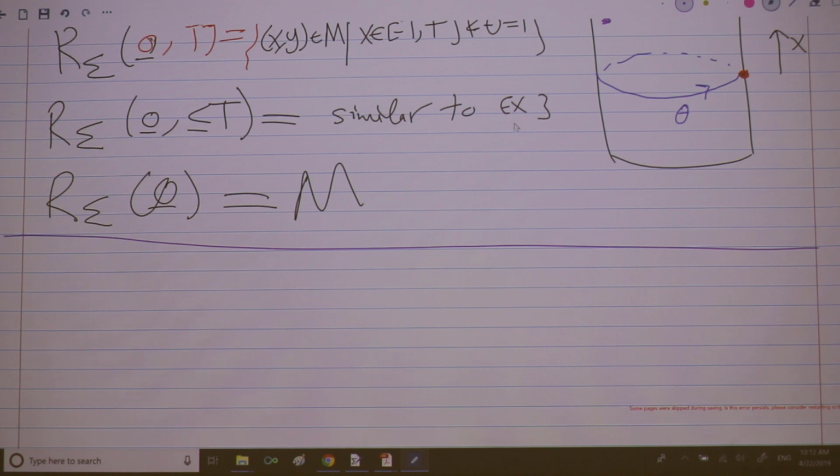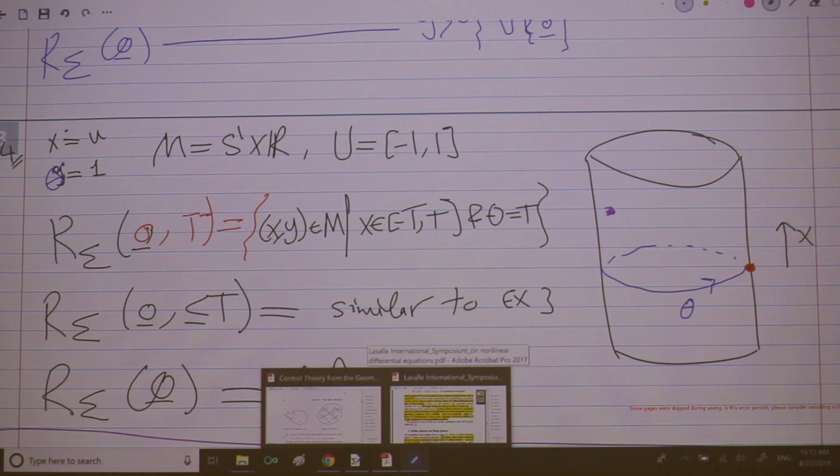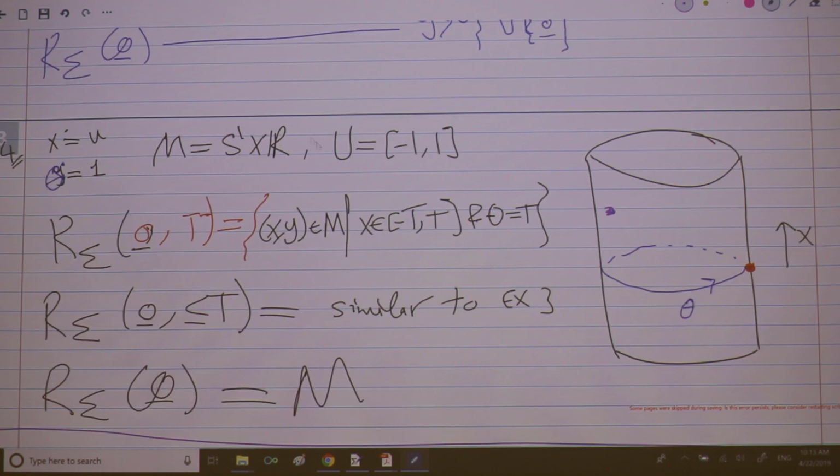Yes, Professor? Yes. But this trick is due to the manifold, the second variable belonging to S1, not belonging to R. Yep. This is exactly what I'm talking about, right? It's due to the manifold nature. This lives on a cylinder, doesn't live on R2. It's only because of that we got the reachable set the entire state space, even though we have a bounded control.